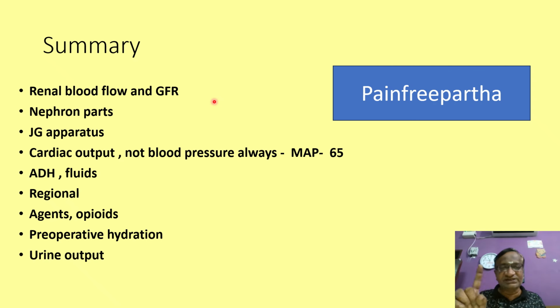Cardiac output, always see, and not blood pressure, because it may be 65 because of your increased SVR. ADH, yes, we know. Fluids, pre-op hydration. Regional anesthesia at T1, beware, especially in other comorbid conditions. Agents, opioids, benzodiazepines can cause slight suppression of renal function. Ultimately, urine output is the best sign of kidney function.